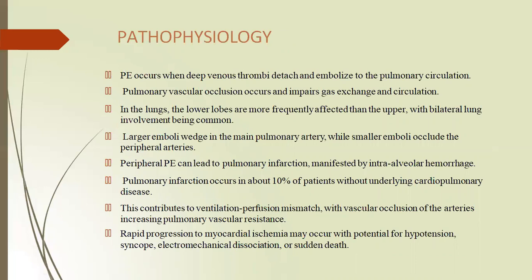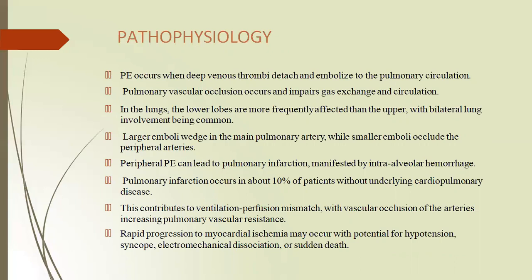Pathophysiology. Pulmonary embolism occurs when deep venous thrombi detach and embolize to the pulmonary circulation. Pulmonary vascular occlusion occurs and impairs gas exchange and circulation. In the lungs, the lower lobes are more frequently affected than the upper, with bilateral lung involvement being common.